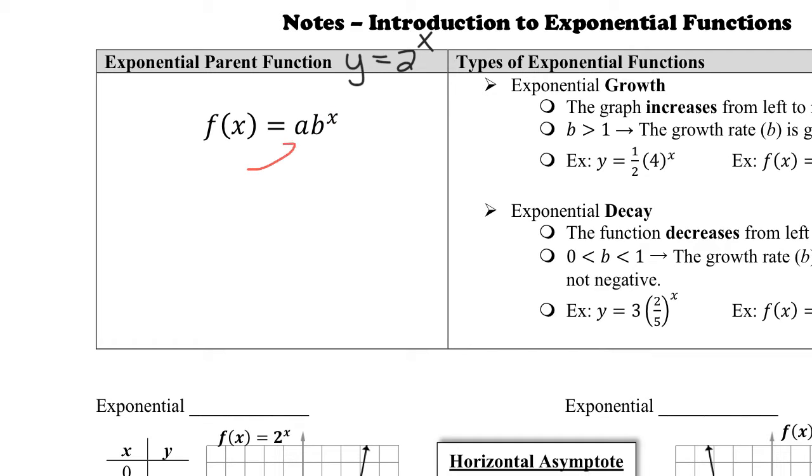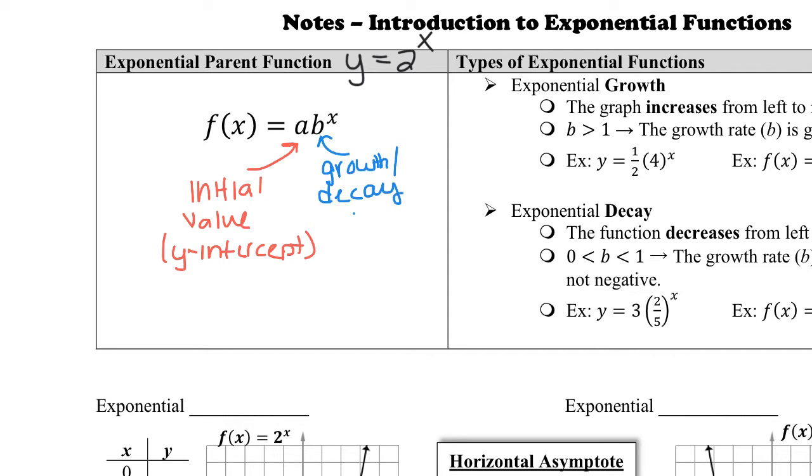So the a, that is your initial value, which is simply your y-intercept. Then the b to the x, whatever has that exponent of an x on it, that is the growth or decay factor. And we'll talk more about that in just a moment. So the number without the exponent is the initial value, and the b to the x, whatever is attached to that exponent, is the growth or decay factor.